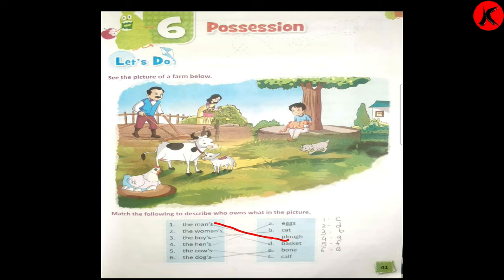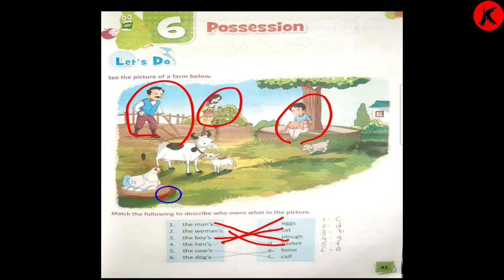Then the second is what? The woman's. What is the woman having? The woman is having a basket. So the woman's basket. The boy's cat. Over here you can see the boy's cat. See, the boy's picture is there and he's having a cat on his lap. Boy's cat. Hen's egg. You can see a hen is sitting on her egg. So hen's egg. Cow's calf. See over here you can see a cow and a calf. So it is cow's calf.